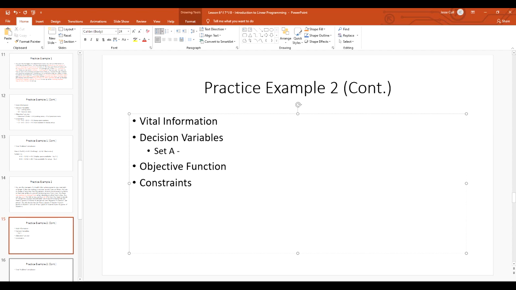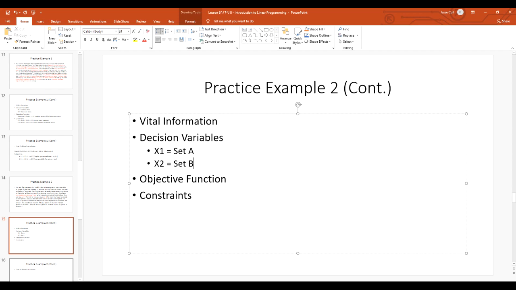Which is set A, and that is, we'll do it the other way just for simplicity. X1 equal to set A. X2 equal to set B. That's what we've seen so far.